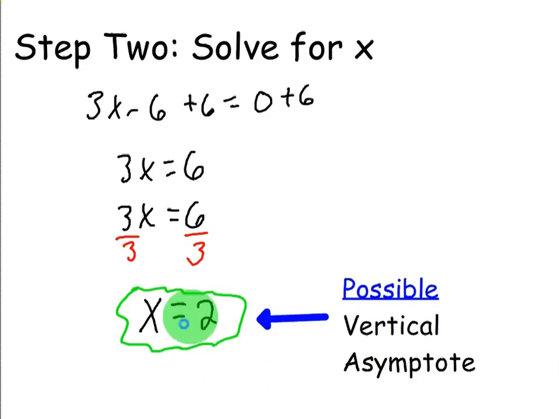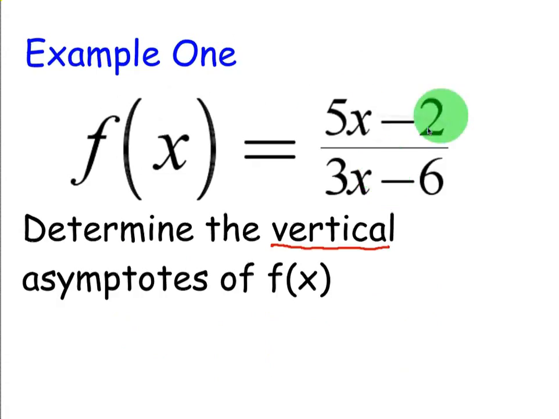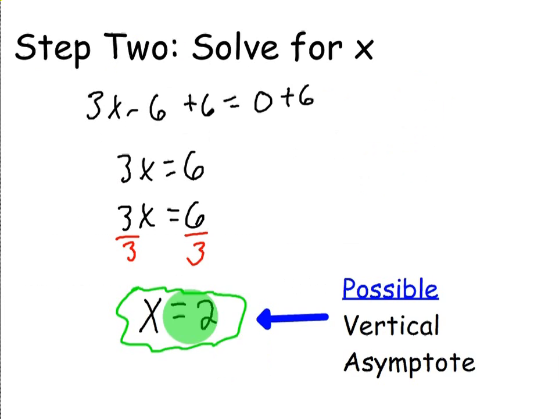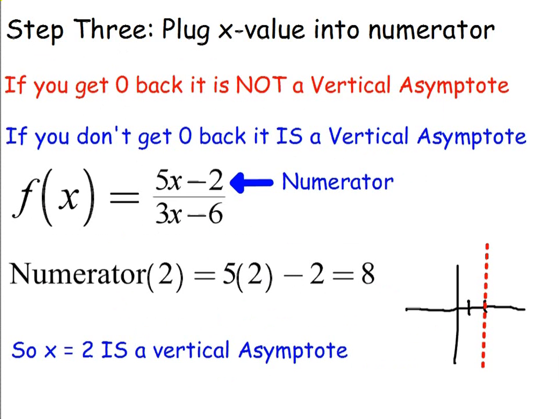Okay, so going back to the original problem, here's the numerator. We're going to take x equals 2, plug it back in up there. Let's read this together. Step 3, plug x value into the numerator. If you get 0 back, it is not a vertical asymptote. It's a hole. We already learned that. If you don't get 0 back, then it is a vertical asymptote.